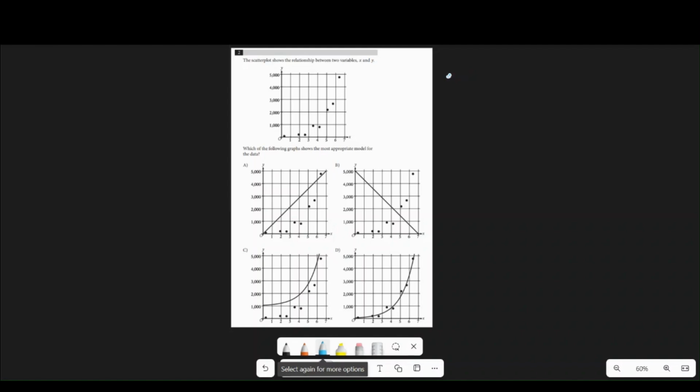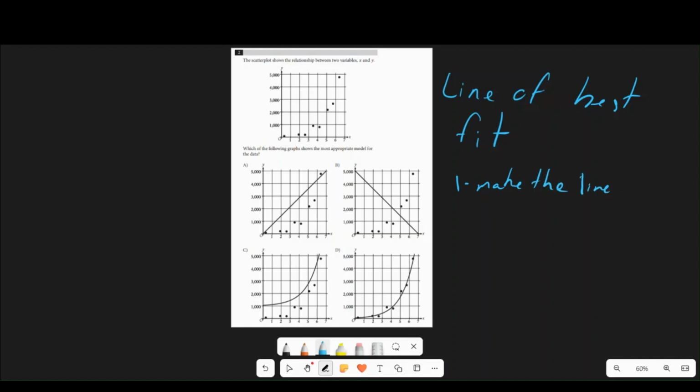So this question is what we would call a line of best fit problem, right? And when you have a line of best fit, basically you need to define a line that fits the data modeled by the points. A general rule of thumb is to first try and make the line go through the points. And then if you can't make the line go through the points, what you can do instead is try and make the line have half the points above or half below.